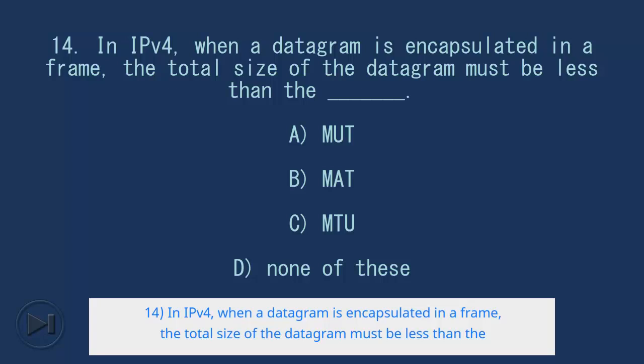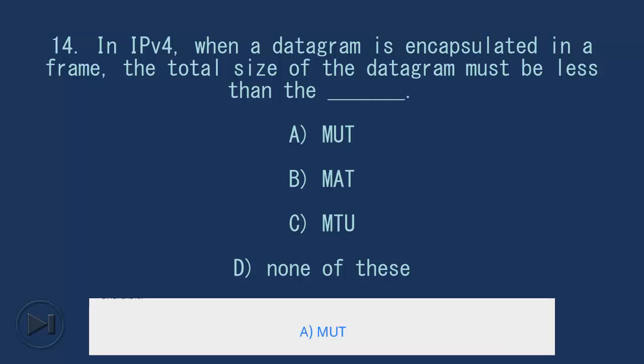14. In IPv4, when a datagram is encapsulated in a frame, the total size of the datagram must be less than the A. MUD. B. MAT. C. MTU. D. None of these. Answer, C. MTU.